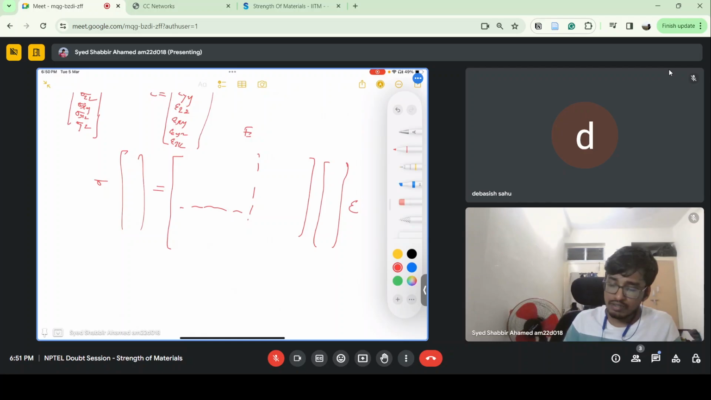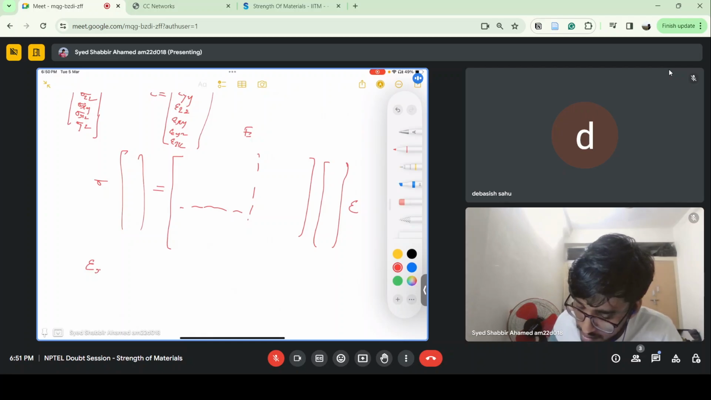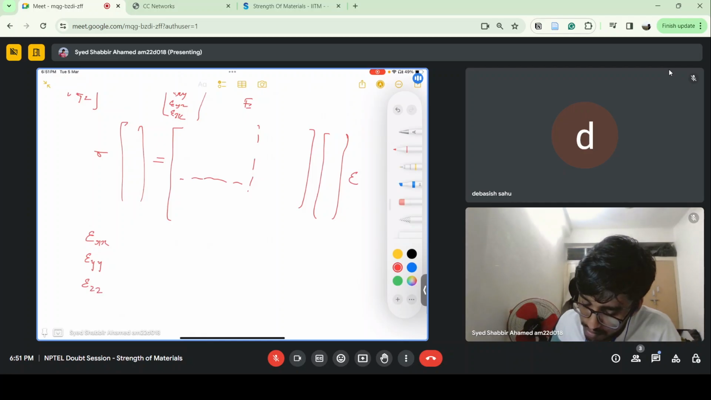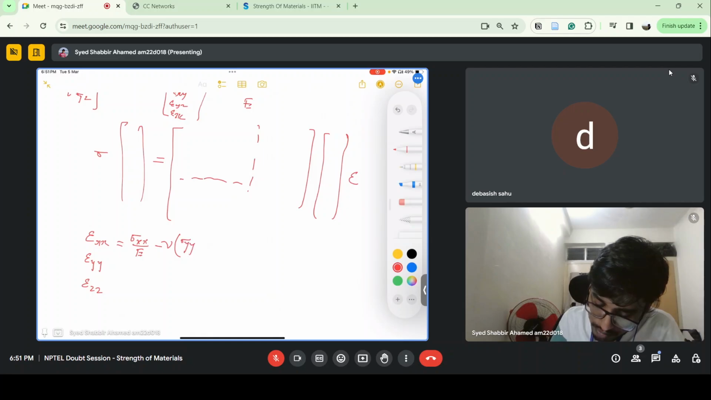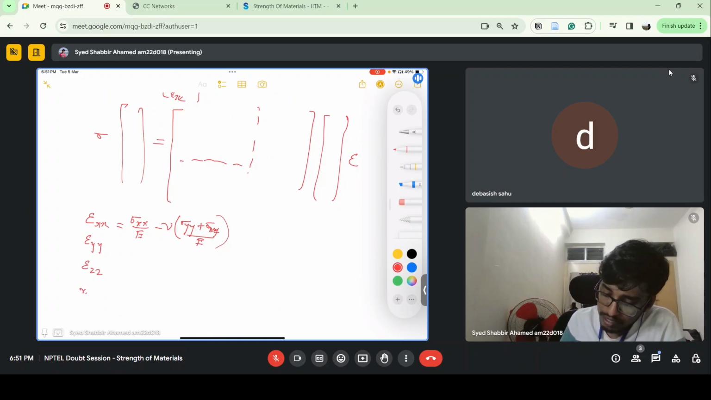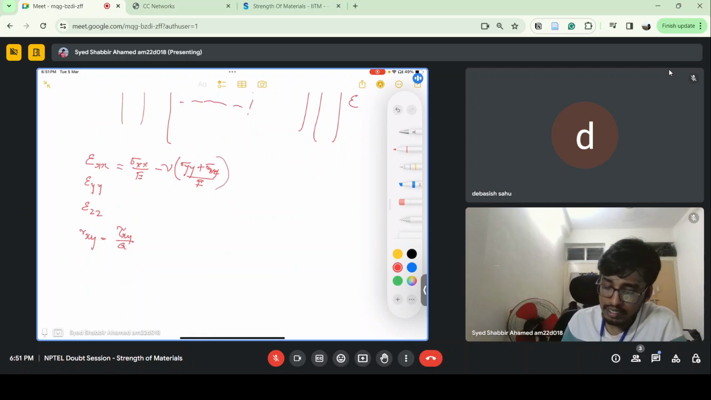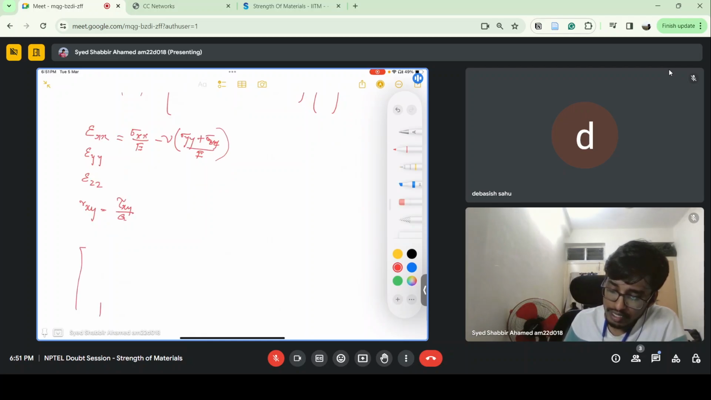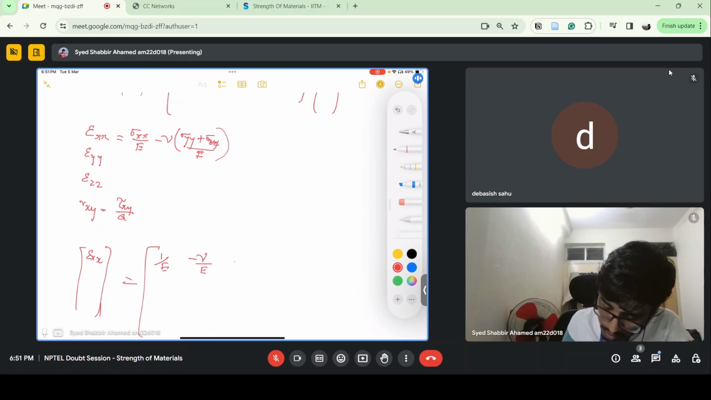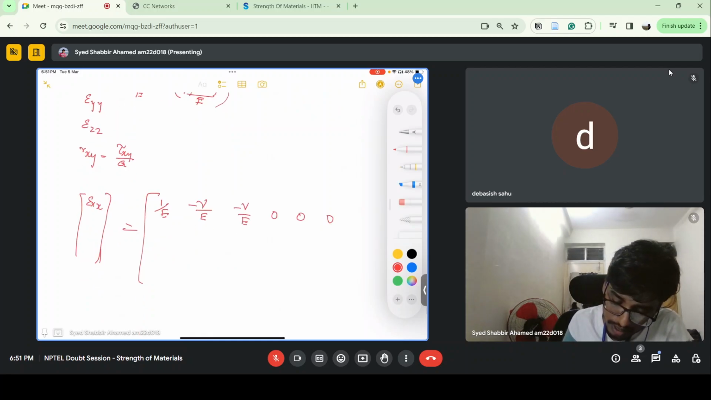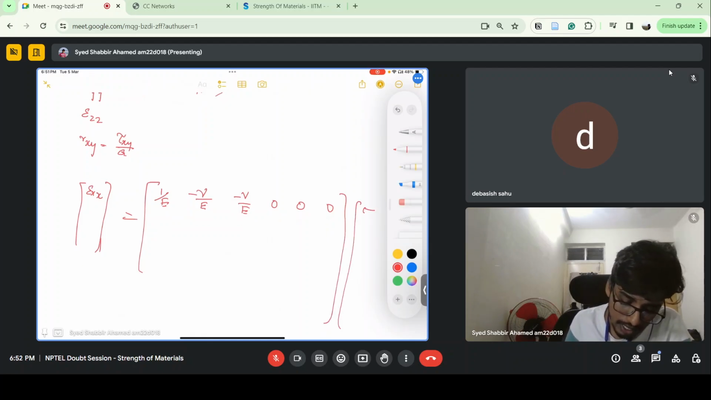So we have Hooke's law: epsilon xx, epsilon yy, epsilon zz equal sigma xx by E minus mu into sigma yy plus sigma zz by E. From this there is also gamma xy, where gamma is tau xy by G. So you have 9 equations, and you can decompose them and write them like this. The first one, epsilon xx, is 1 by E, minus mu by E, minus mu by E, and the remaining 3 are 0.